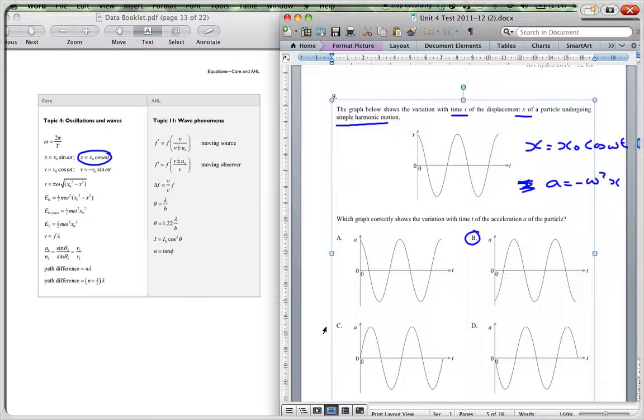So you see, when x is positive, the acceleration is negative, and it's going in the other direction to the x. It's decreasing from that to 0 at the same point. So you get the proportion part. For instance, when x is 0, a is equal to 0. When x is a maximum, a will also be a maximum, but in the negative direction, in the opposite direction.